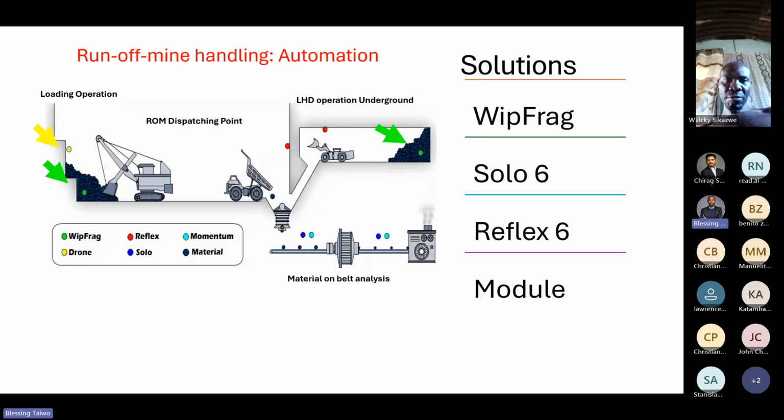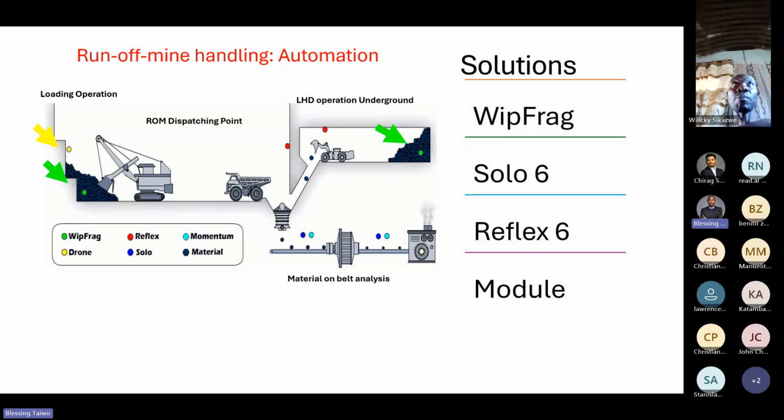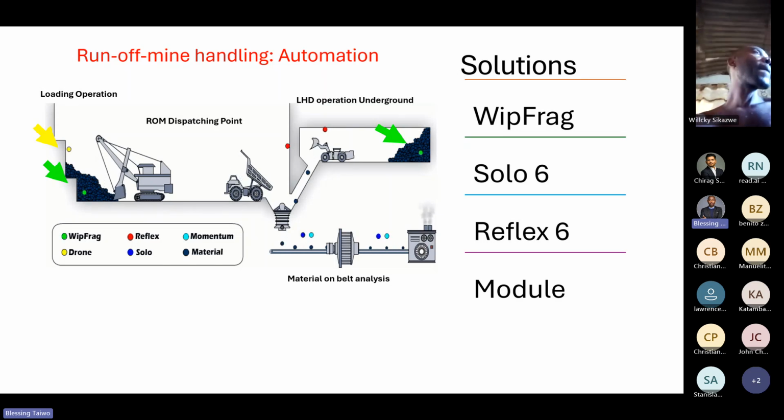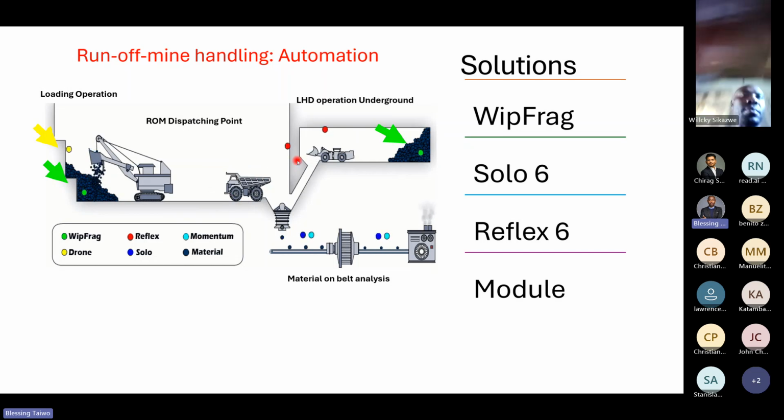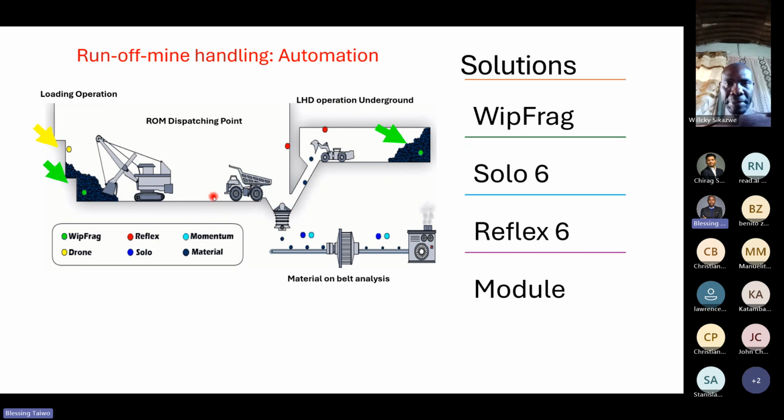Then you can have access to the chart. You can also use this system, the Reflex system or the Solo system, to control the crusher. Let's say in a scenario where there is material coming from the mine, you can have the Reflex system, not compulsorily on the crusher upper. You can have it mounted between the stockpile and the crusher.